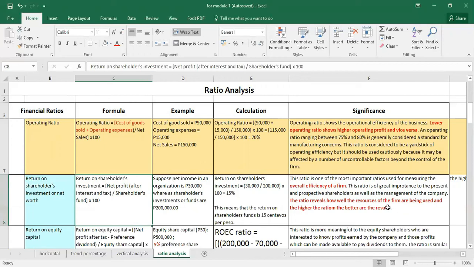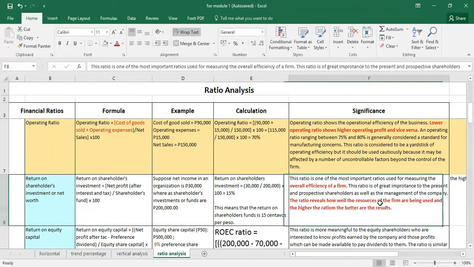So, ano ang significance ng ating return on shareholders investment or net worth? So, this ratio is one of the most important ratios used for measuring the overall efficiency of the firm. Paano ba pag sinasabi natin efficiency nga pala? Pag sinabi natin efficiency, the proper allocation and the proper use of the resources. This ratio is of great importance to the present and prospective shareholders as well as the management of the company.